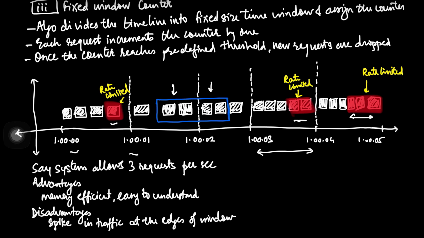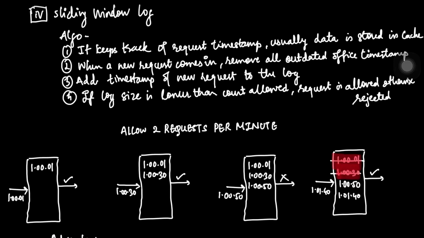Because this is one of the disadvantages of this algorithm, that there is a spike in the traffic at the edges of the window, which cannot be solved using this algorithm. That is the only disadvantage with this particular fixed window counter algorithm.